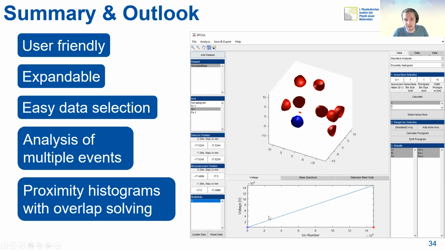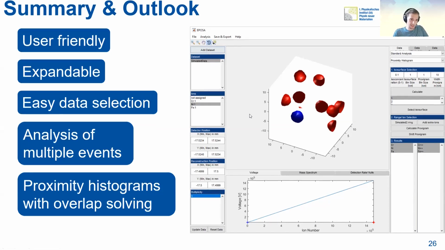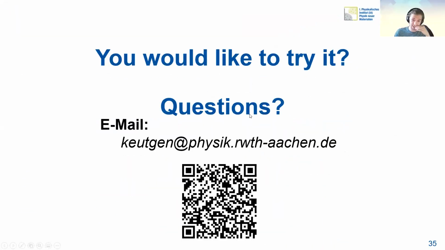It has, as key features, easy data selection options and a whole bunch of options for analyzing multiple events and also generating proximity histograms with solved overlaps. If you're interested in all this and would like to try it, just write me an email. Most of this is developed by myself, and there might be some errors, so I like to stay in touch with people who are using it, so that I can help them when they find something that's not working as intended. Yeah, thank you.